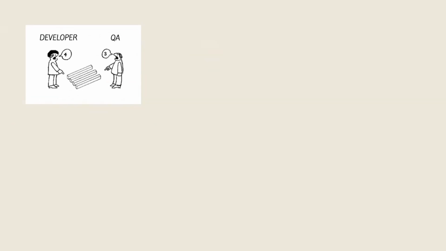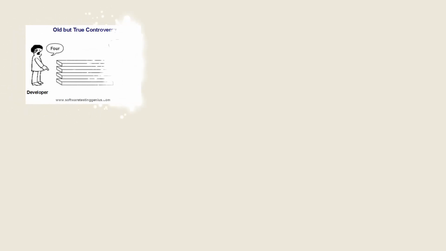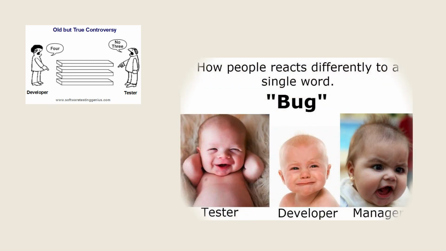Let's look into this example. The developer thinks this is 4 wooden planks. When QA counts it, it's just 3. They have a conflict here again. The same example again: the developer thinks it is 4, the tester counts it as 3. You can figure out what's wrong here.